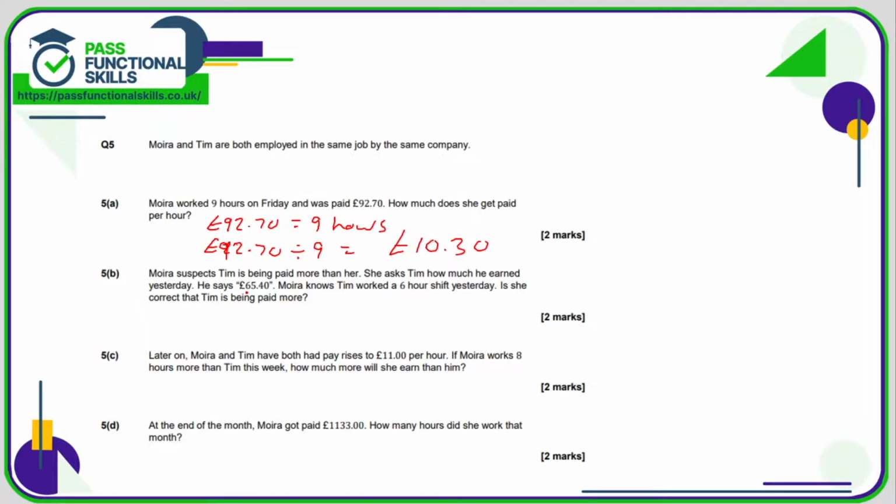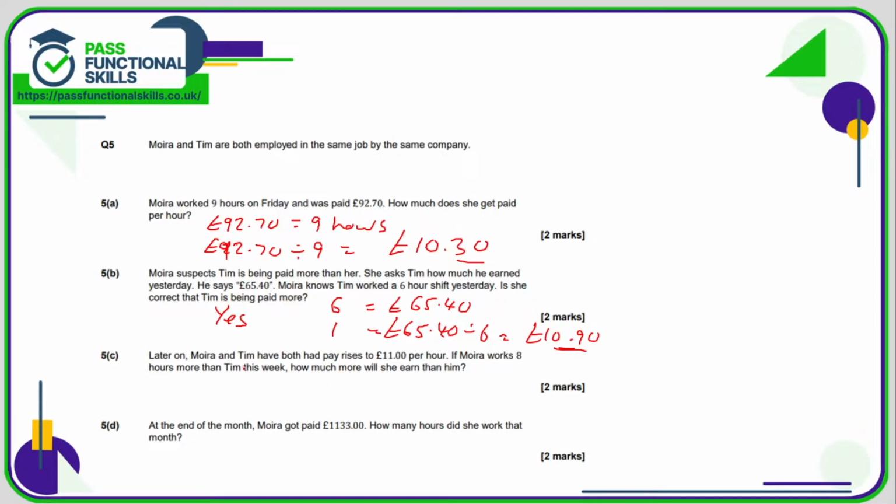So Tim earns £65.40 for 6 hours. So for 6 hours work, 65.40. So therefore for 1 hour of work, it's going to be £65.40 divided by 6. And 65.40 divided by 6 is £10.90. So is Moira correct that Tim is being paid more? Yes, he's on £10.90, she's on £10.30. So yes, she is correct.